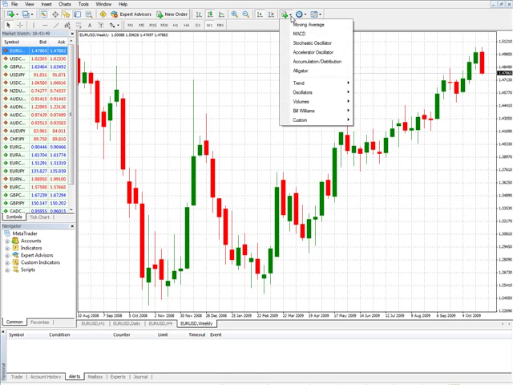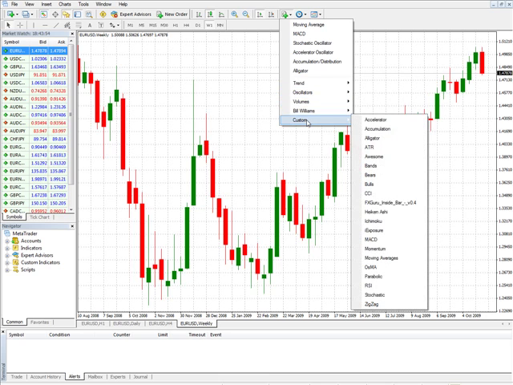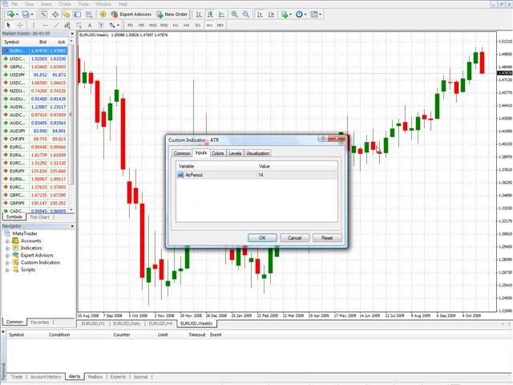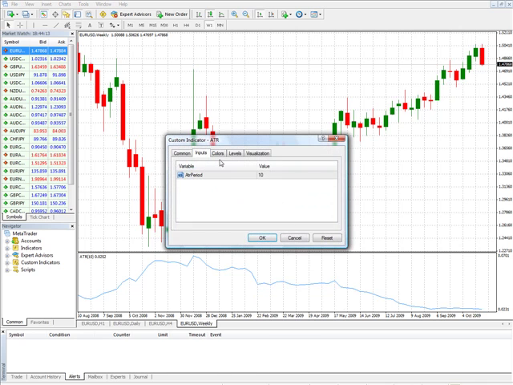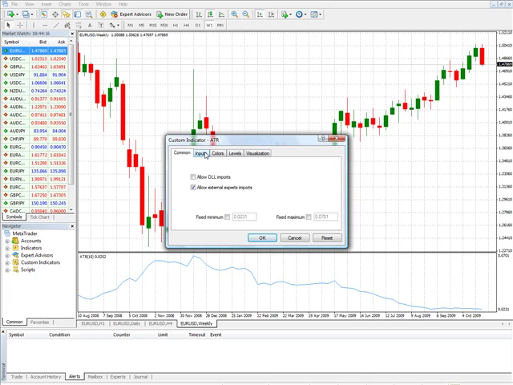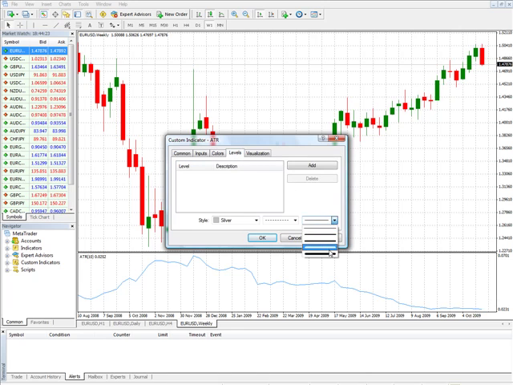Now, I'm going to go into custom indicators and we're going to scroll down to ATR. And I'm just going to set that at 10. So set yours at 10 as well. What's going to pop up is this blue line down here. If you want to, we can make that blue line a little thicker, if I'm not mistaken. Will it give us an opportunity to do that? Yes, it will. Here we go.